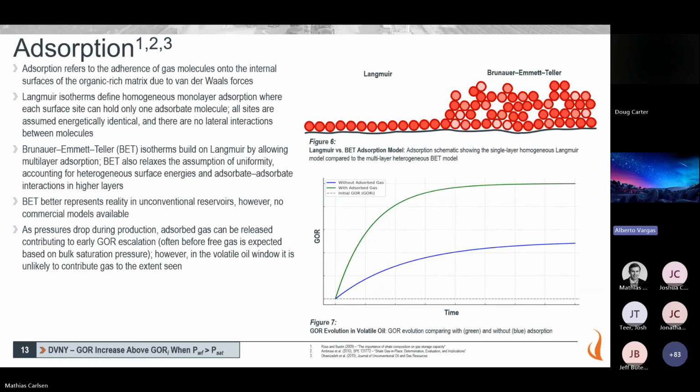So back to one of the other comments at the beginning, adsorption. Again, in the volatile oil window, I don't think desorption would contribute enough gas to the magnitude that we've seen. And the other thing too, we see the Langmuir, that's what's commercially available, but that is a far more simplified model. The BET would be a much more representative model, so heterogeneous, multi-layer, but again, there's nothing commercially available to model that or incorporate it into simulation. Whether or not this is relevant, if somebody's got something different, I'd love to hear it.